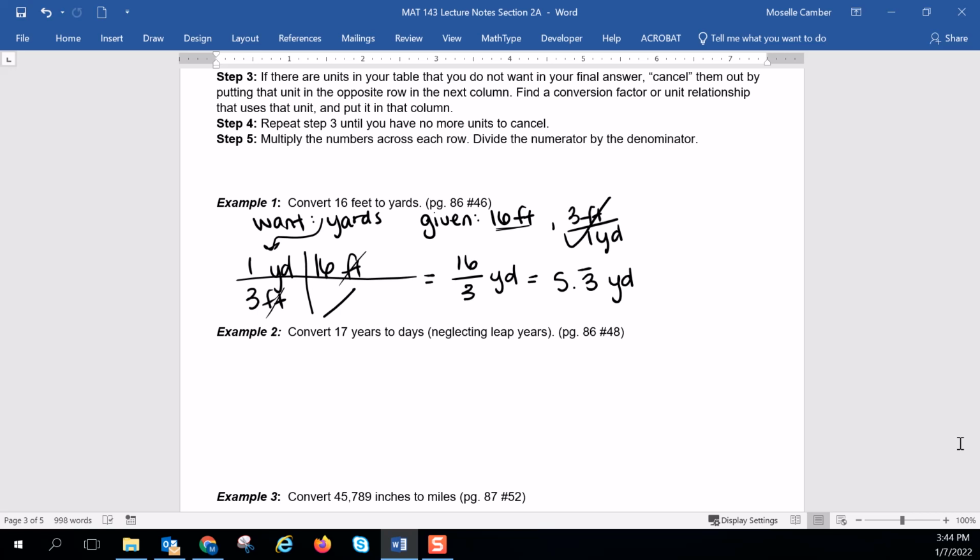Okay, looking at another example. Now let's say we're converting 17 years to days, neglecting leap years, so we don't have to worry about that year having an extra day. So I know I want days, and what I have is 17 years. I'm going to write the conversion I know between days and years, because somehow I have to get between the two. So I know that 1 year is 365 days.